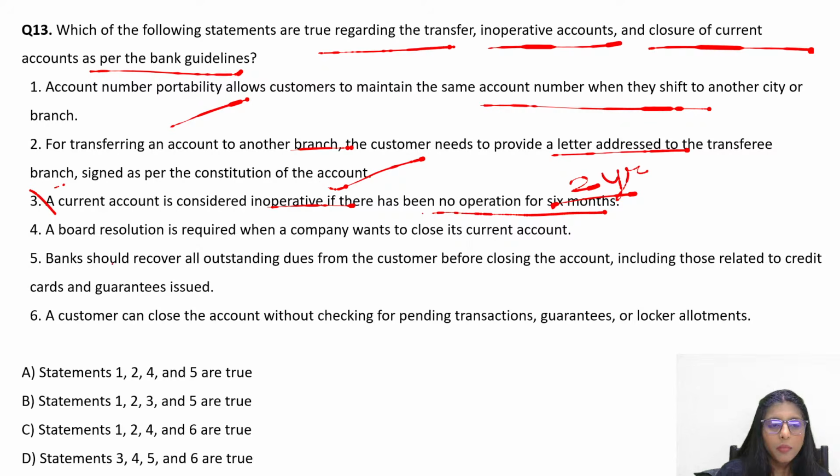A board resolution is required when a company wants to close its current account. Yes, correct. The bank should recover all the outstanding dues from the customer before closing the account, including those related to credit card and guarantee issued. Yes, correct. A customer can close the account without checking their pending transactions, guarantee or a locker allotment.